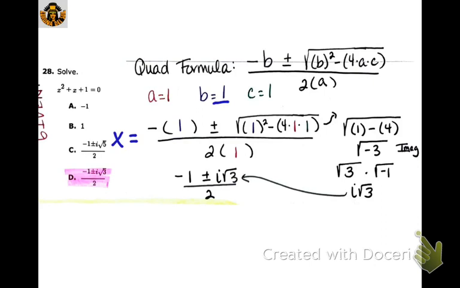You can see underneath the radical here, we've got 1 minus 4. That gives you -3. We're not really able to take the square root of a negative like that. So we have an imaginary unit, which is the i. And so our final answer is -1 plus and minus i radical 3 over 2.